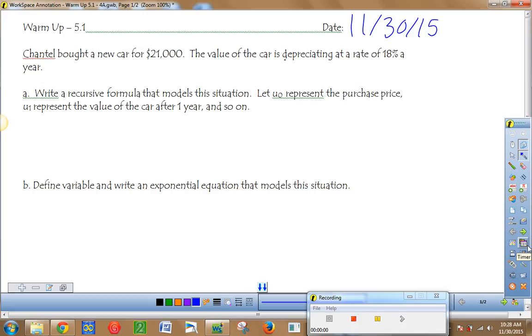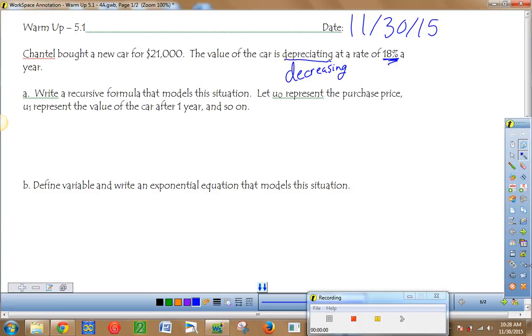Alright, guys. So, Chantel bought a new car for $21,000. The value of the car is depreciating. That sounds like an important word. At a rate, yes, this means decreasing. At a rate of 18% a year. Write a recursive formula that models the situation.